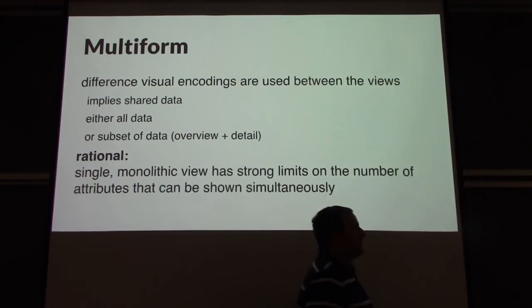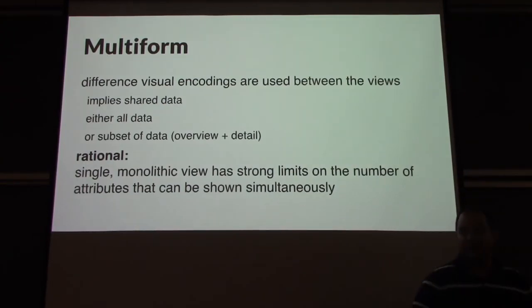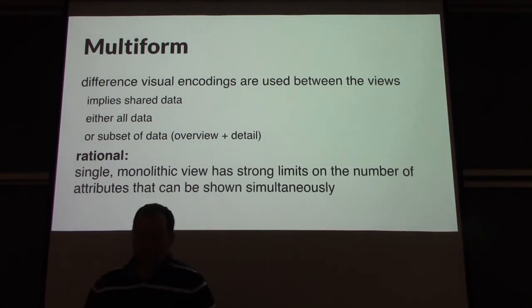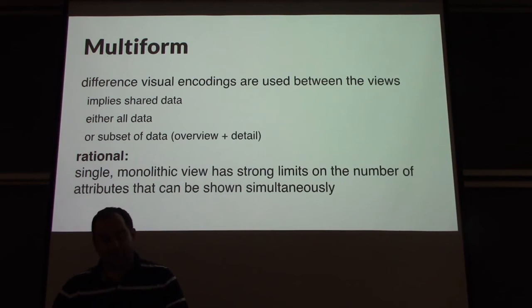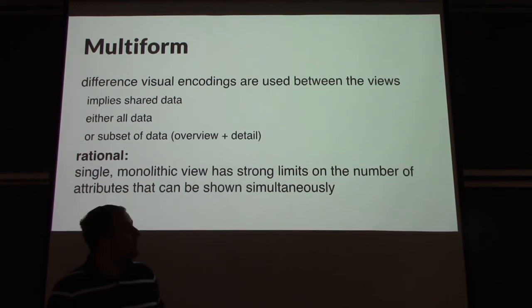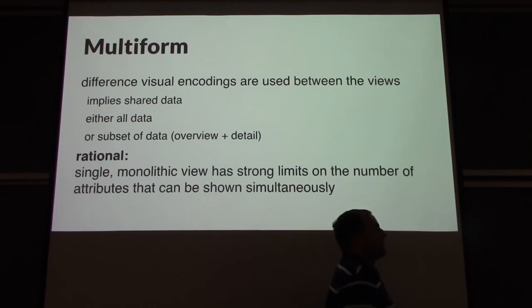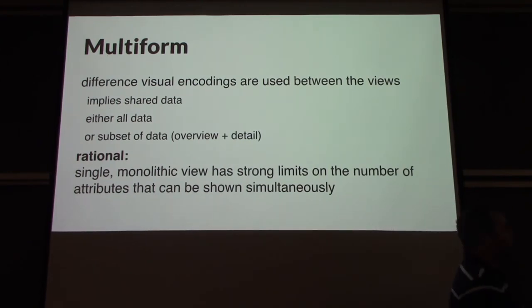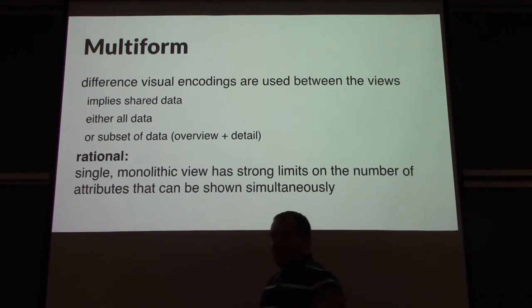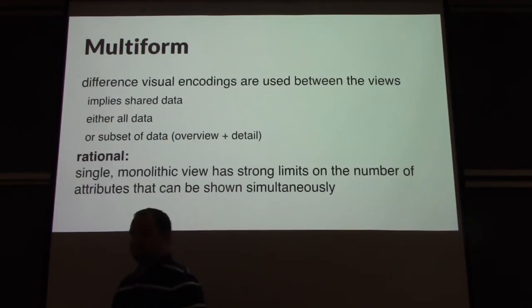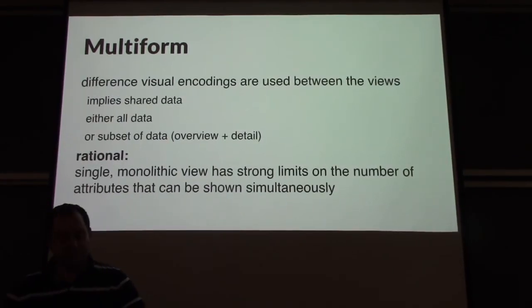Multiform is a way of using different visual encodings between different views. This to some degree implies shared data, either all of the data or some of the data, for overview and detail. The rationale here is that a single monolithic view has strong limits on the number of attributes that can be shown simultaneously, or that the different views have different strengths and weaknesses. So for example, the example I gave earlier with the map showing something in a geospatial context versus showing something, for example, in a table or in a scatter plot.